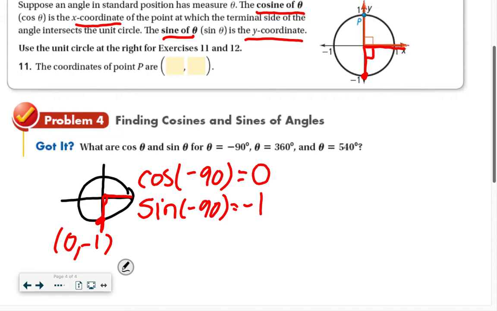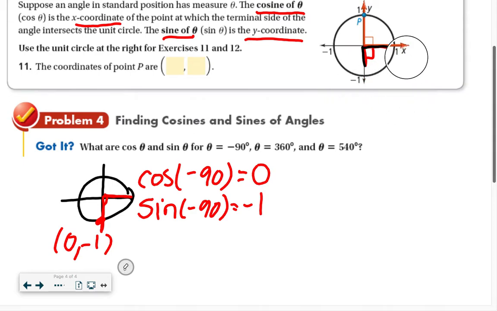Because we're on our unit circle. This is my angle negative 90, right? That's what it looks like. Where it crosses my unit circle is at the point 0, negative 1. What we know about our unit circle is the cosine is our x coordinate, sine is our y coordinate. What about that 26? Well, we're going to do those next.